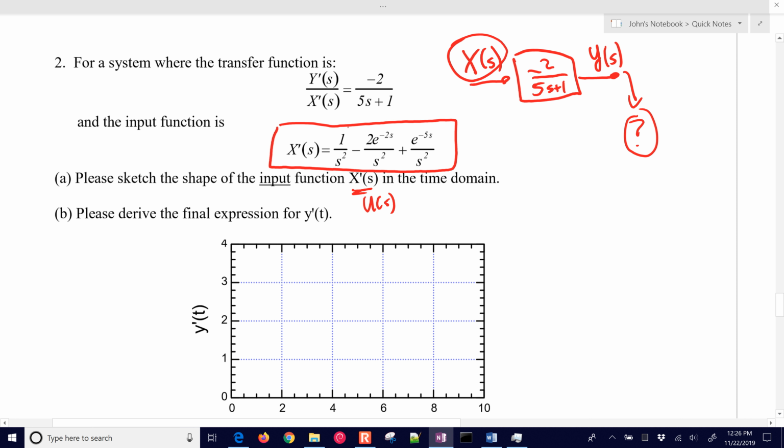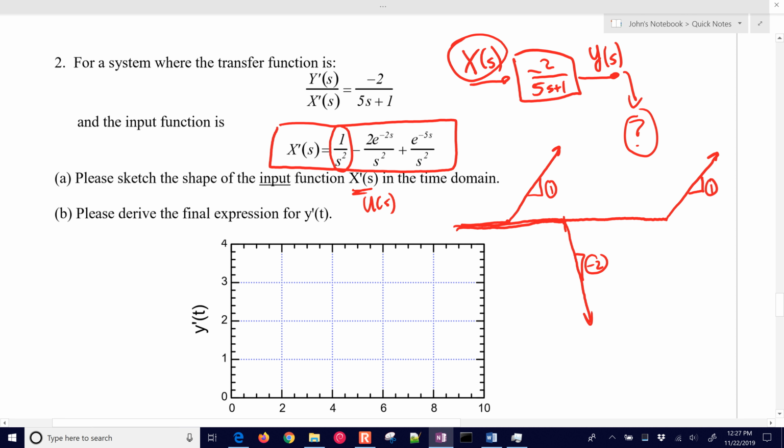Alright, let's go ahead and do all of these signals. This is going to be a ramp that starts at 0 and has a slope of 1. We have another signal starting at a time of 2, with a slope of negative 2. And then a third signal that starts at 5, with a slope of positive 1. So when I add all of these together, let's sketch this out.